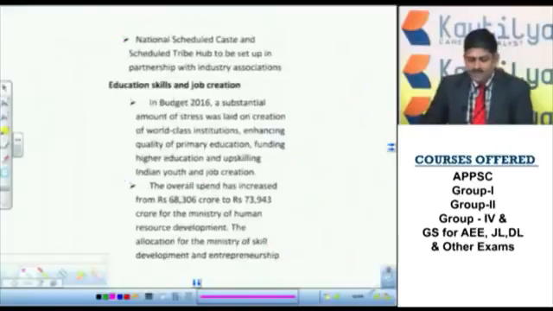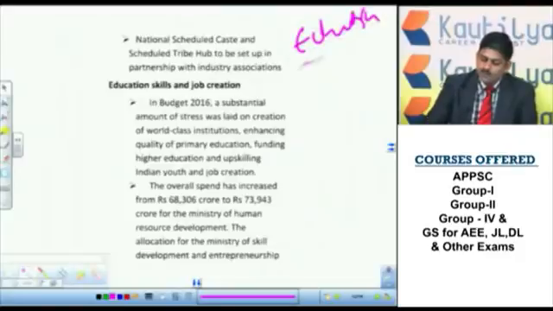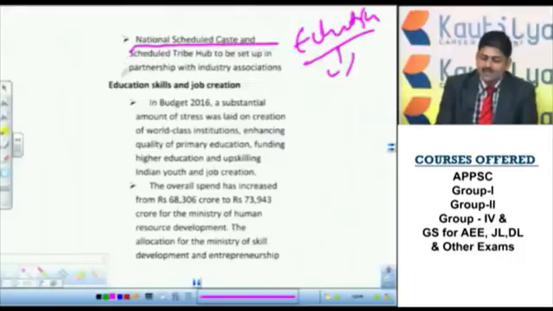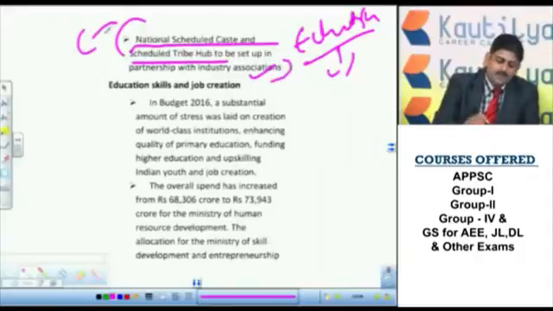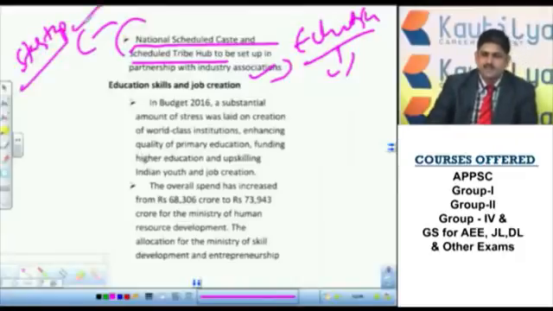And if we see the education being provided, for SCs and STs, a Scheduled Caste Scheduled Tribe hub is to be set up with industry association. In what way does it help? It helps to bring up startup companies. So it helps the SC ST community.